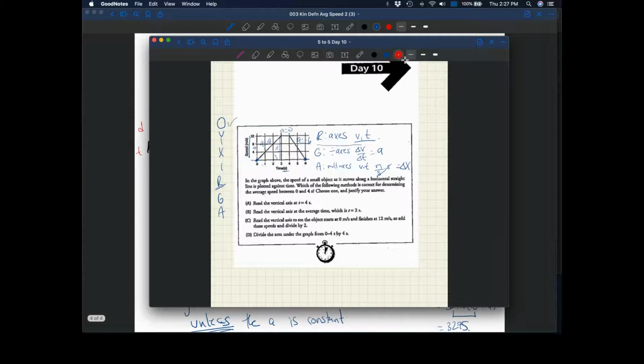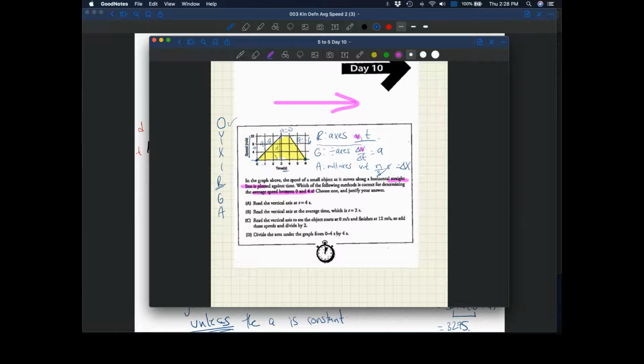We look at the area, and we see that as time goes by, the area increases, and keeps getting bigger the whole time. And since the area is positive and keeps getting bigger, that means it is constantly moving in the positive direction the entire time. I haven't read the question. I've just analyzed what the graph shows, so that answering the questions will be very easy. All right, so: the speed of an object moves along a horizontal straight line. Which of the following is a method for determining the average speed between 0 and 4 seconds?